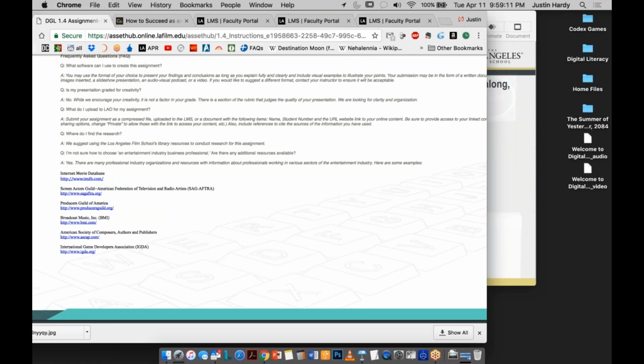And where do you find your research? We suggest using the Los Angeles Film School Library databases. If you have any questions about how to use those, you can email us. We have some resources for that. And if you just want to use Google, that's available too, and that's where you can also get your URLs. Absolutely. So if you don't want to get too creative with this assignment and you want to just do the facts and just turn in your work and have it be just a document, that's completely fine.